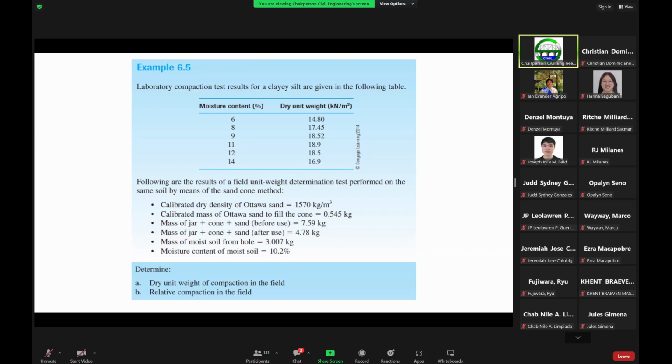So from this data, we are asked to determine the dry unit weight of compaction in the field as well as the relative compaction in the field.